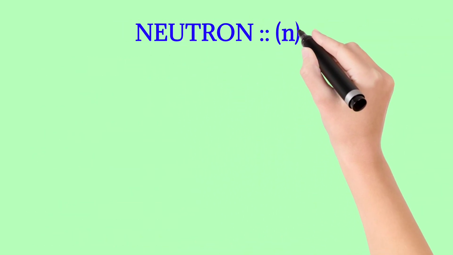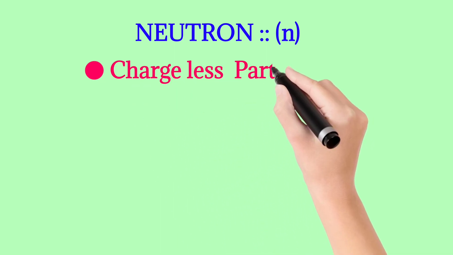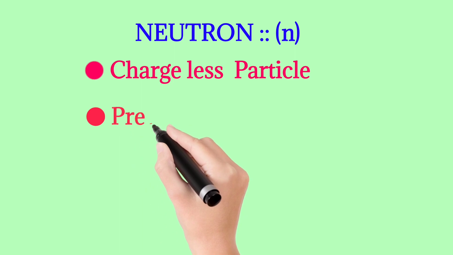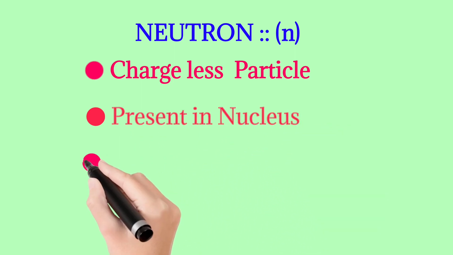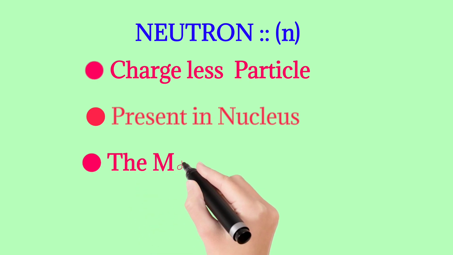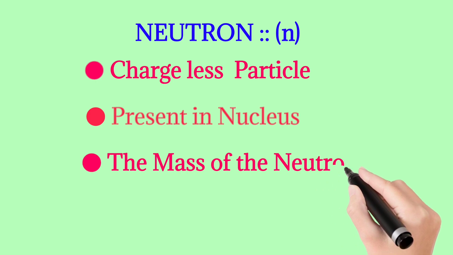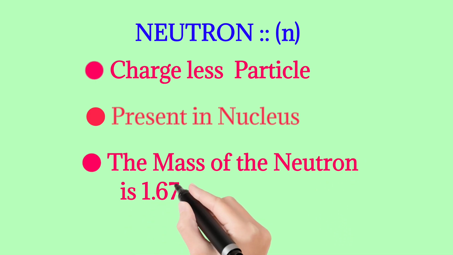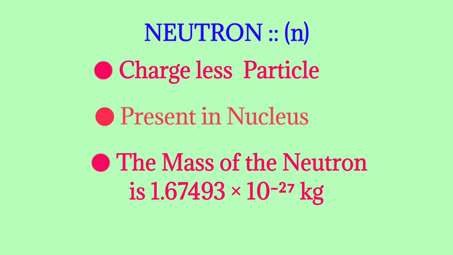Neutron, shown as small n, is a chargeless particle, present in the nucleus along with the proton. The mass of the neutron is slightly higher than the proton, that is 1.67493 x 10^-27 kilograms.